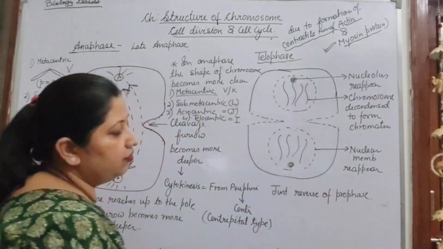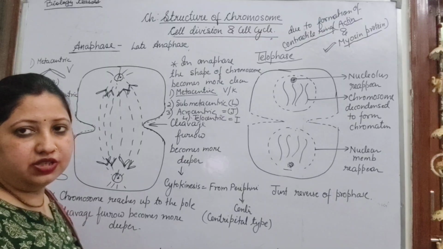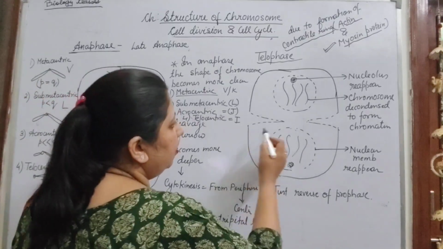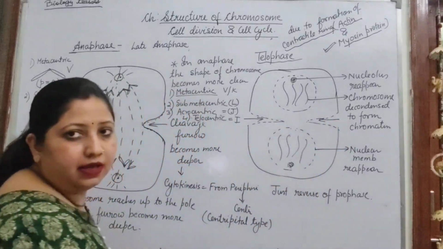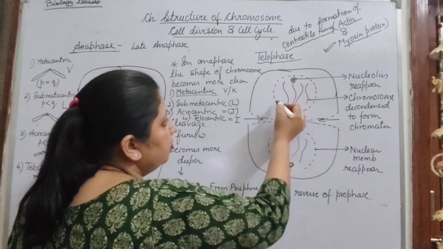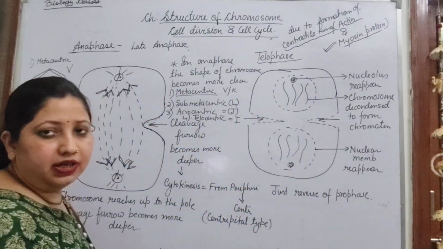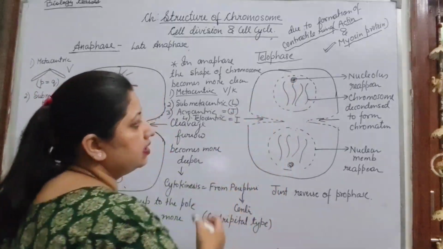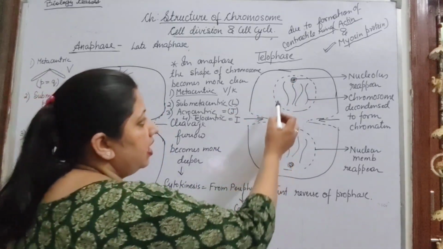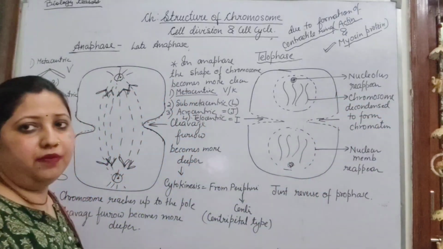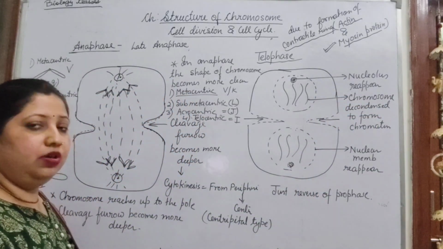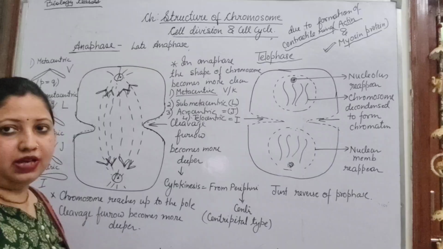So this is the final telophase. In the telophase, this is the condition just reverse of the prophase. Now this cleavage becomes more and more deeper. Nuclear membrane reorganized, nucleolus reorganized, and now the chromatin, the chromosome becomes decondensed to form chromatin thread. So the last stage is cytokinesis.